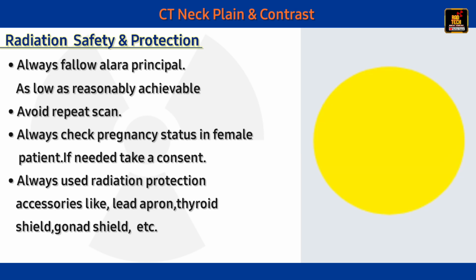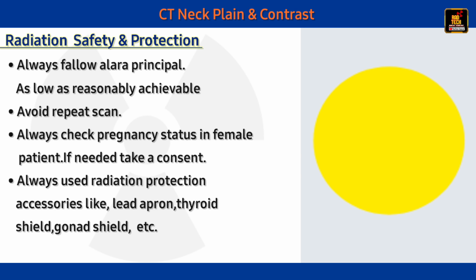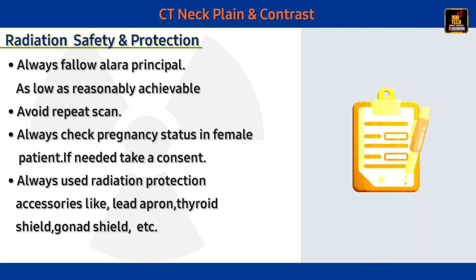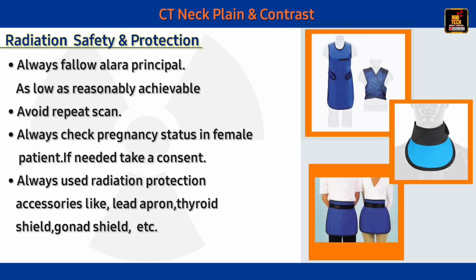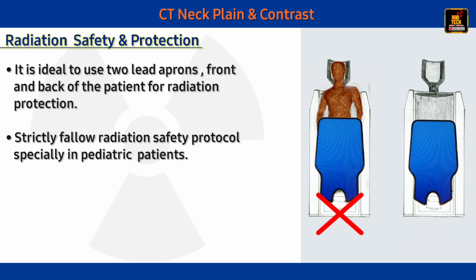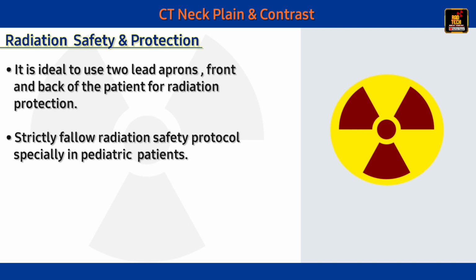Radiation safety and protection. Always follow the ALARA principle: as low as reasonably achievable. Avoid repeat scans. Always check pregnancy status in female patients. If needed, take a consent. Always use radiation protection accessories like lead apron, thyroid shield, gonad shield, etc. It is ideal to use 2 lead aprons, front and back of the patient, for radiation protection. Strictly follow radiation safety protocol, especially in pediatric patients.